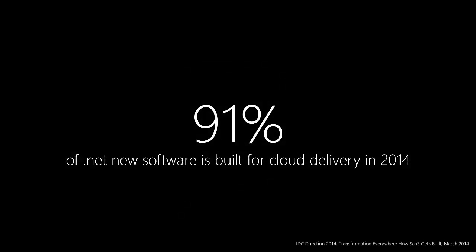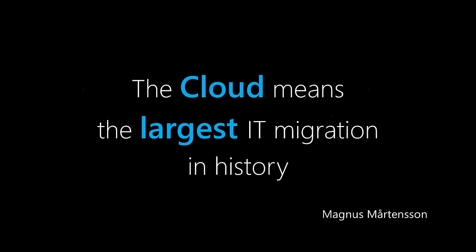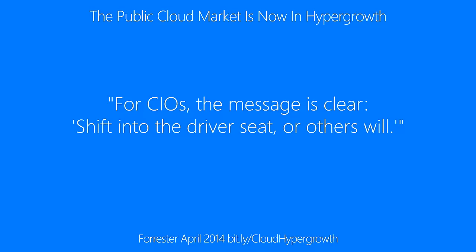Something along the lines of plus 90% of new .NET software is actually built for cloud delivery today. If you're creating a new project today, you're going to build it for the cloud. That's just a fact. So if only a small part of all of these to-the-cloud calls that we hear right now will become a reality, this actually means that the cloud is the largest IT migration in history, without a doubt. And to make this even more abundantly clear, Forrester said last year in April that for CIOs the message is clear. You shift into the driver's seat, or others will, because the public cloud market is now in what they call hypergrowth.